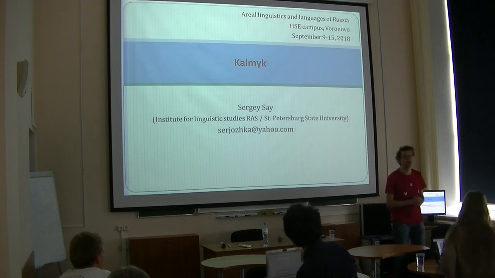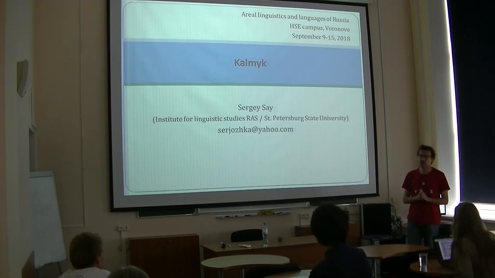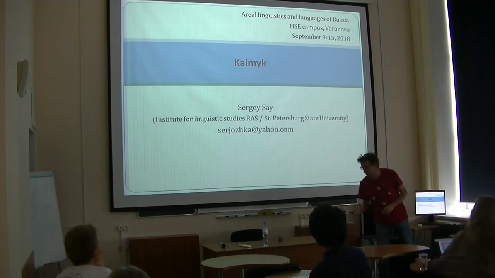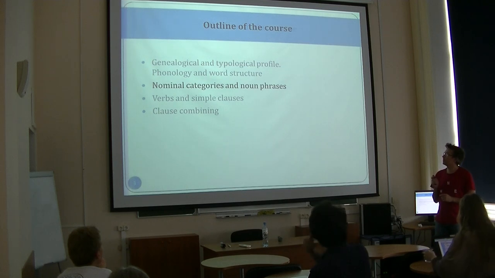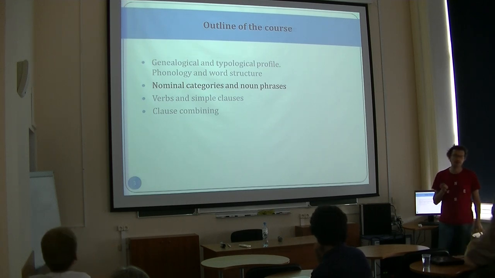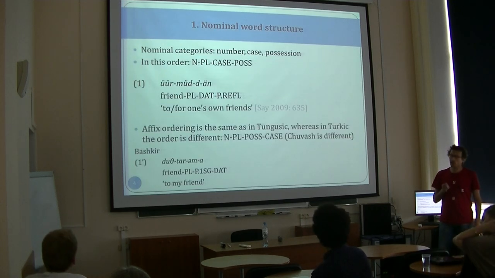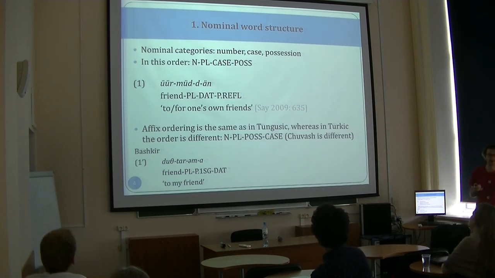Continuing our course on Kalmyk and the second class we have had. Today's topic is noun phrases and nominal categories. So the structure of the course, just as a reminder, we've done with phonology and we are now in the nominal view. So there are three nominal categories in Kalmyk, quite typical of Altaic languages. These are number, case and possession.